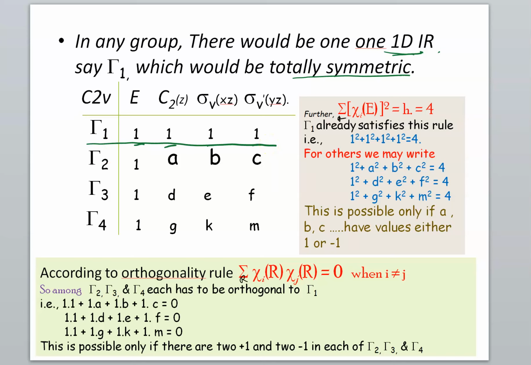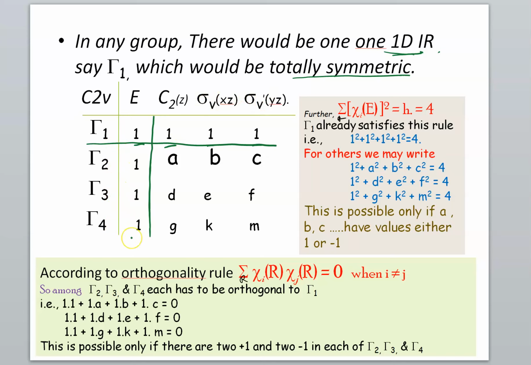And this column also we can fill because we know that all the IRs are one-dimensional. In the earlier slide, we have studied that in the C2v point group there are 4 irreducible representations because there are 4 classes. The number of IRs is equal to the number of classes.